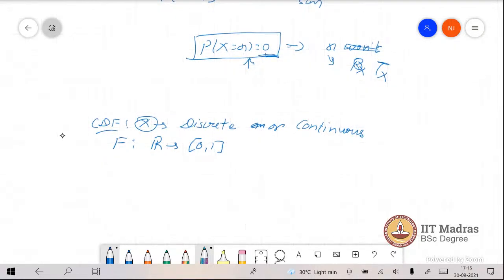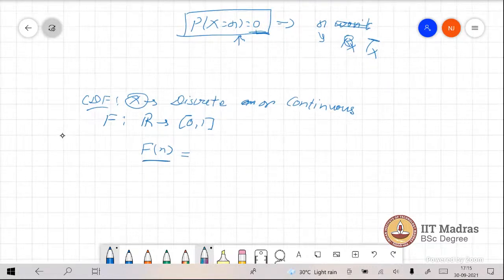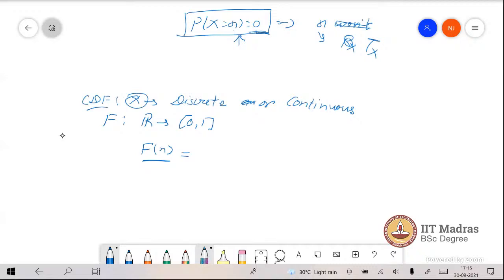Okay. So how do you define, let's say, f of x? X is any value. Then how do you define f of x? All x that are less than x means all values that the variable x takes. The probability that x will take a value less than or equal to x, right? Yes, for any real number x.